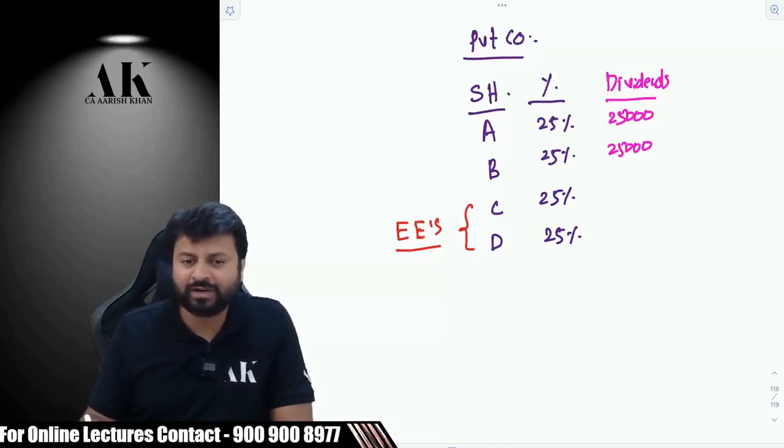Now listen carefully what exactly he is doing. Paying 25,000 to A, paying 25,000 to B. See here. How much dividend shall I pay to the third one?